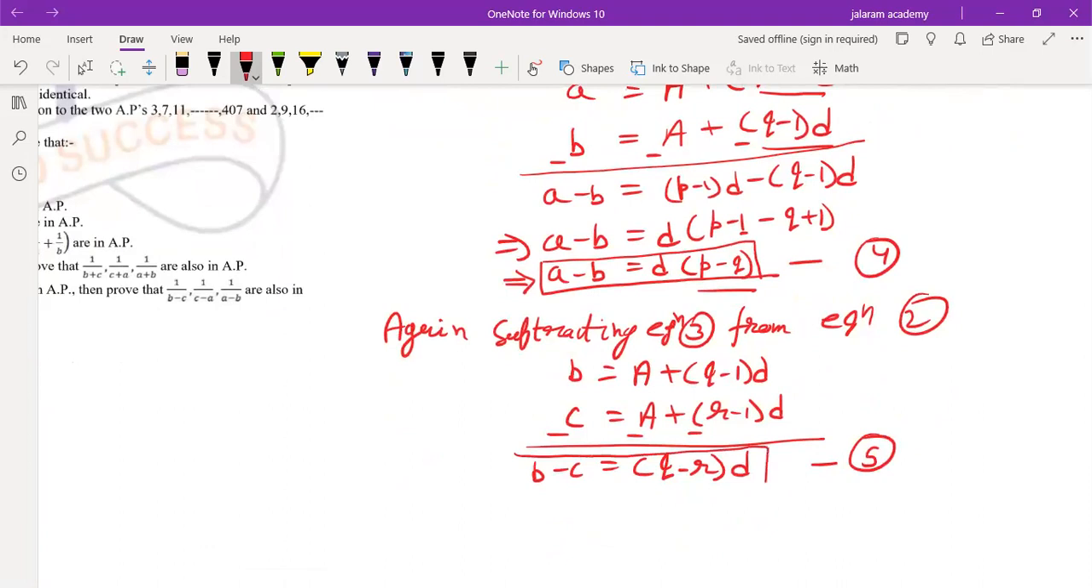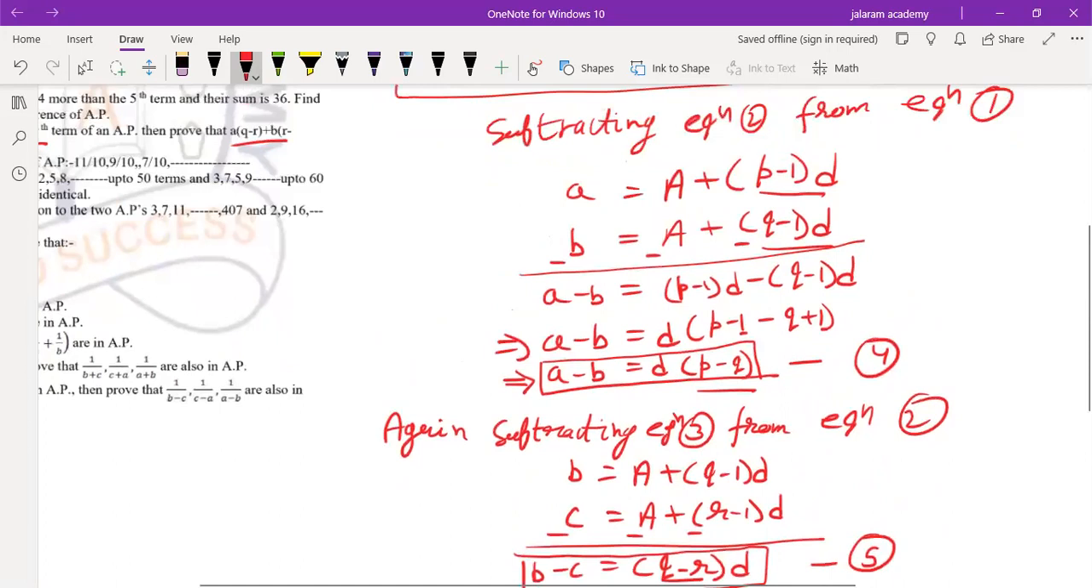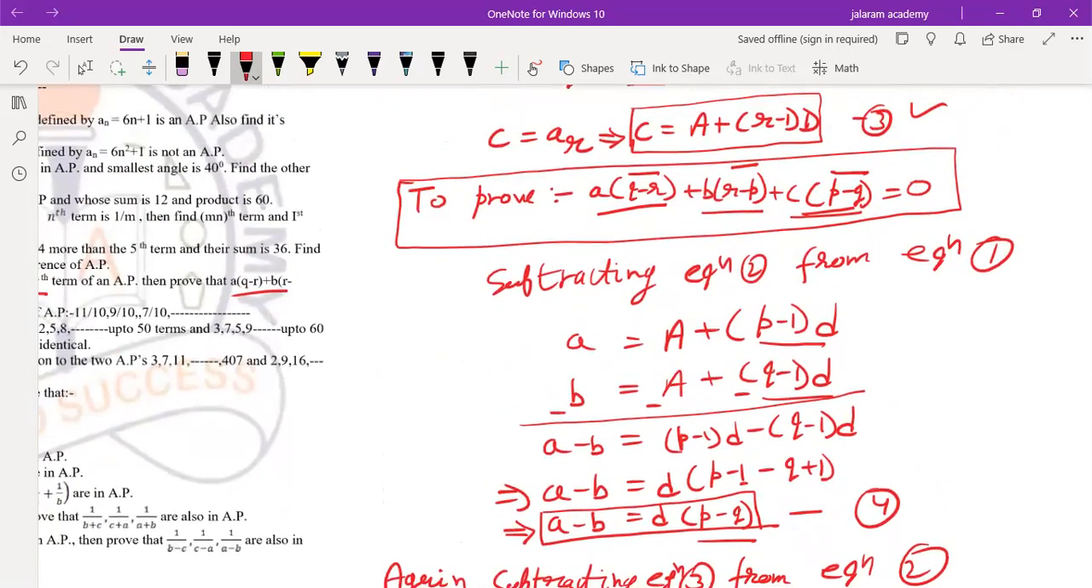And from this equation also we can find the value of Q minus R as B minus C upon D, which we can substitute in this left hand side of the proving.